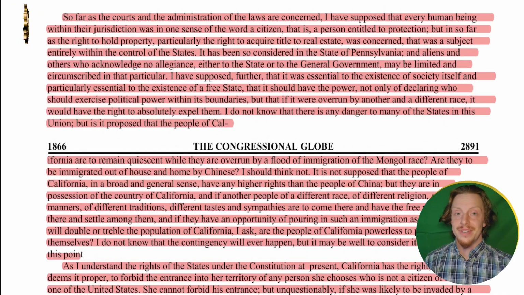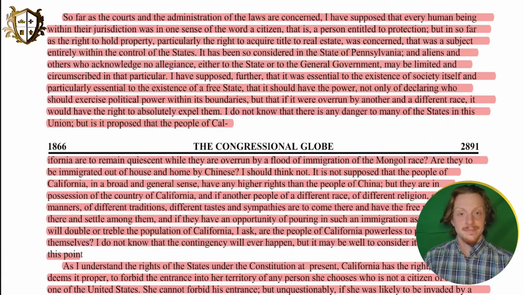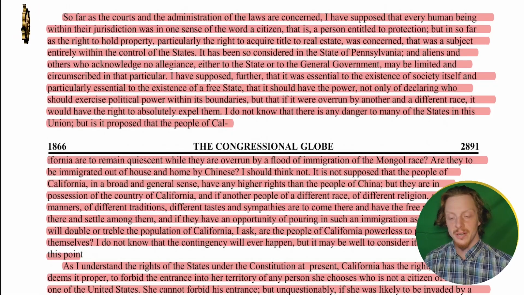So if you ever doubted in those lectures where I said citizenship was left to the states to determine, there's a U.S. congressman debating the 14th Amendment saying that question has been left for the states to decide.